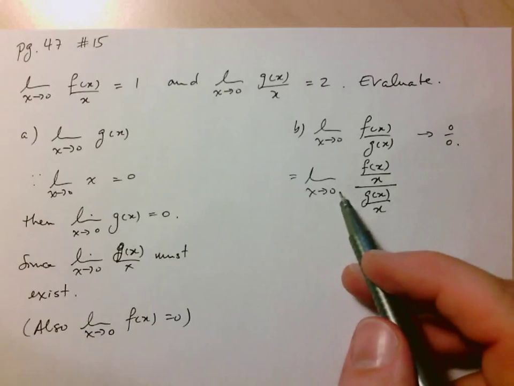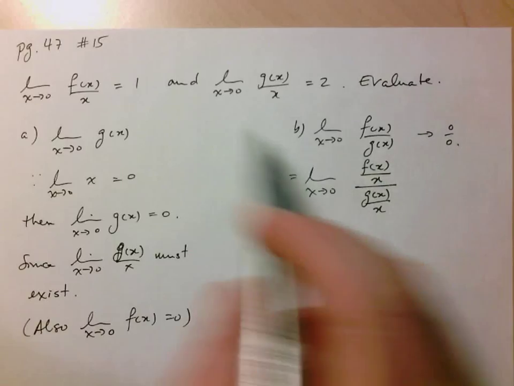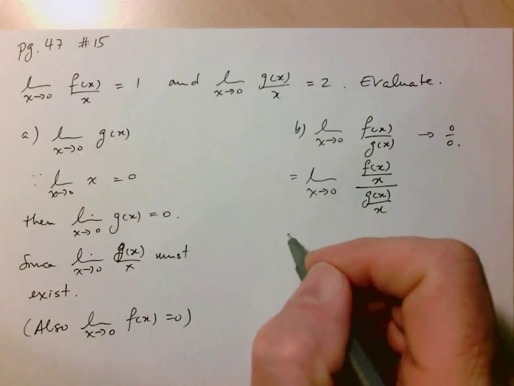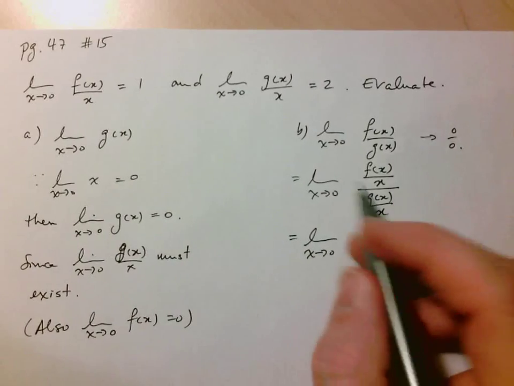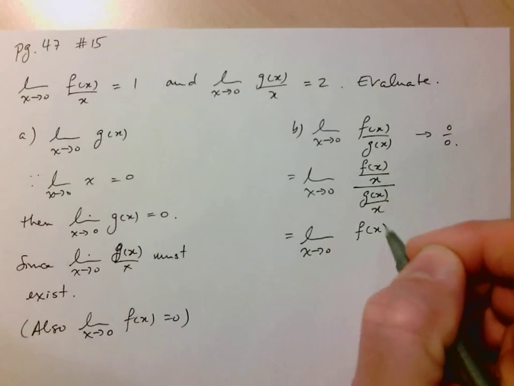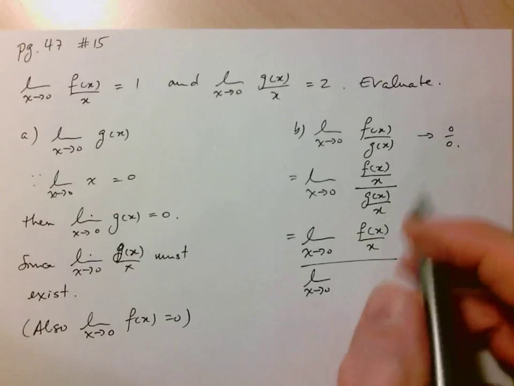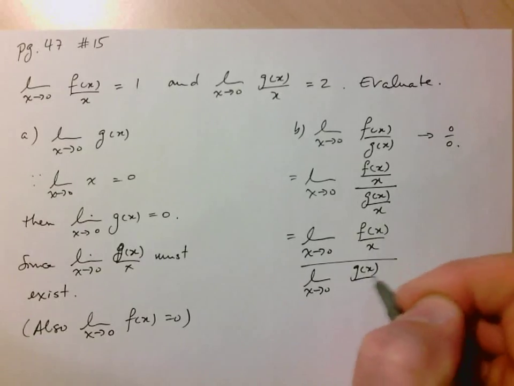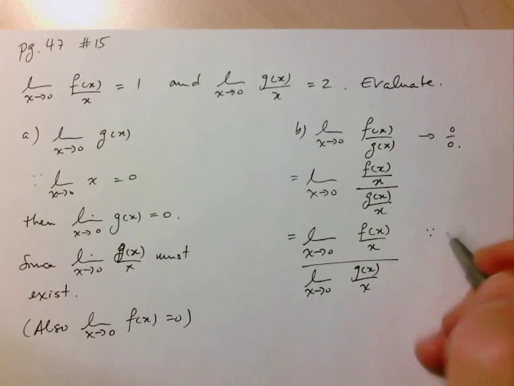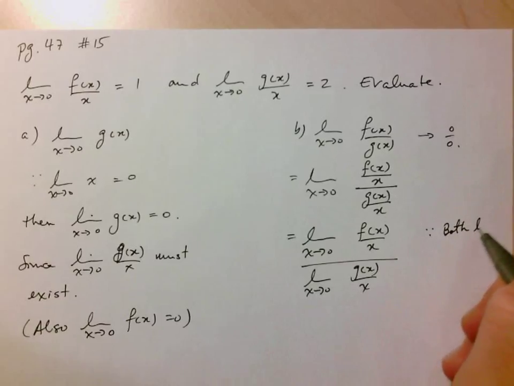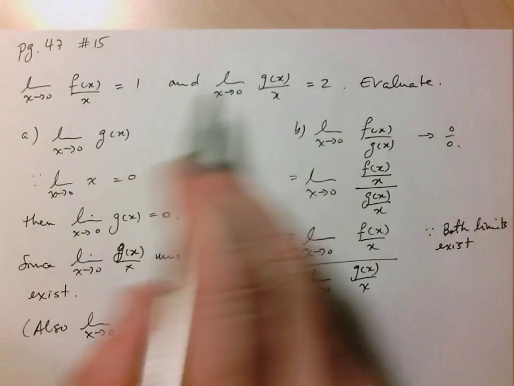Now the reason why this works is that I now have a quotient where both of the limits exist. So now I can use my limit properties. I can split this up into the limit of f of x over x divided by the limit as x approaches 0 of g of x over x. Now I should justify this. Number one, both limits exist. That's given to me in the initial conditions.